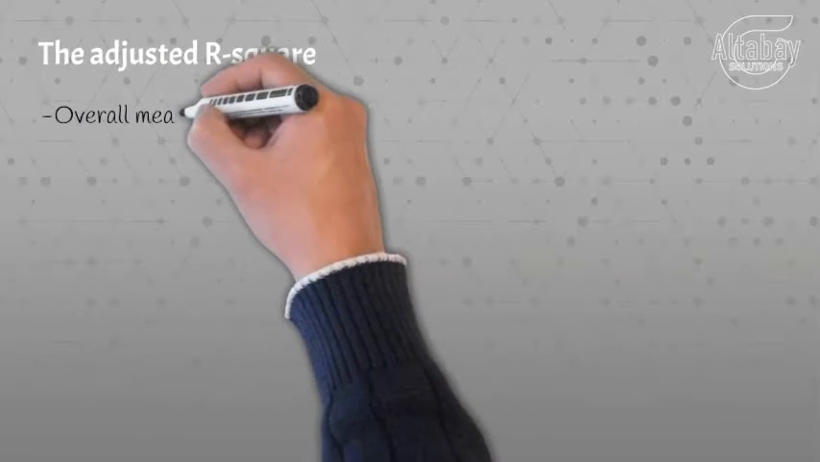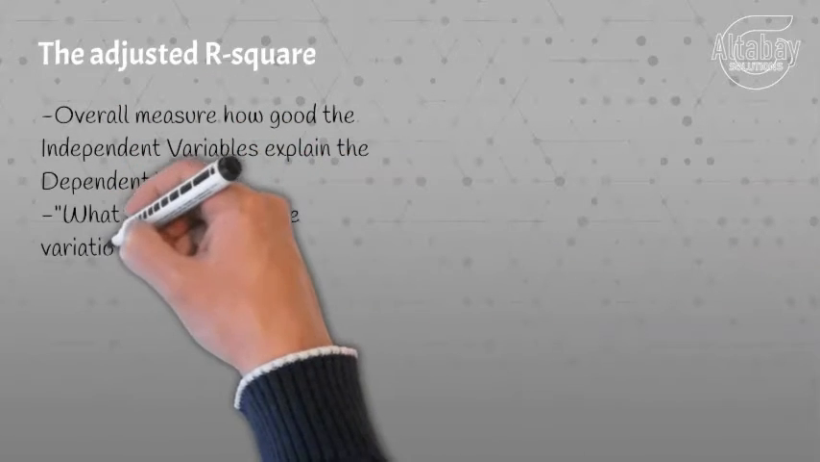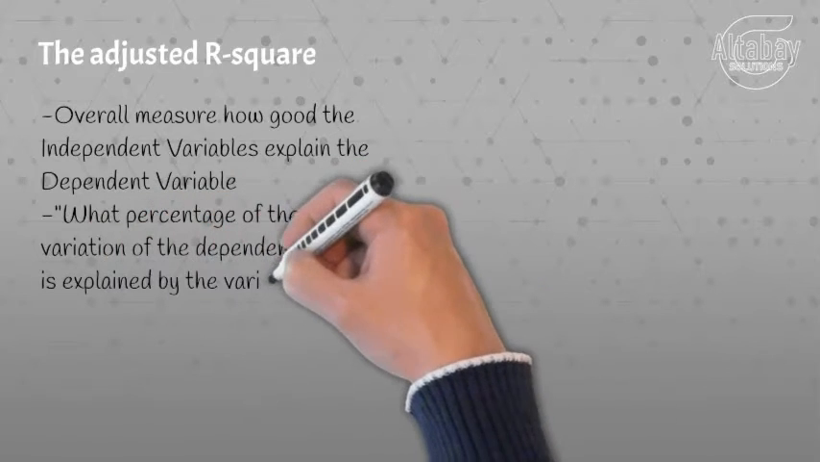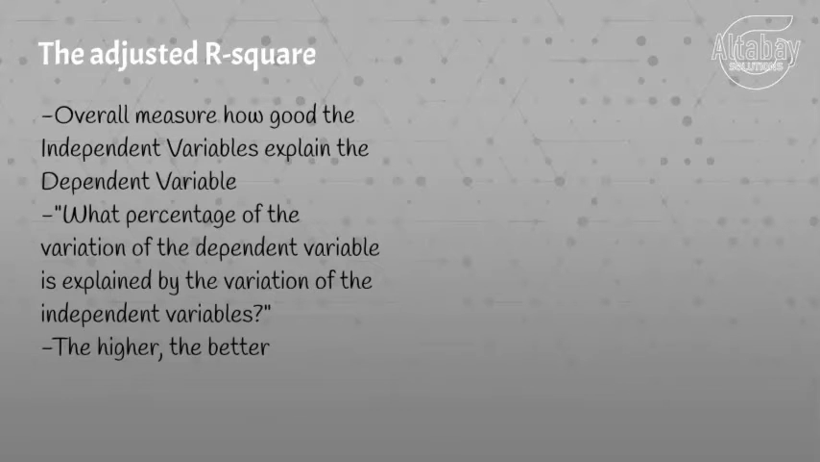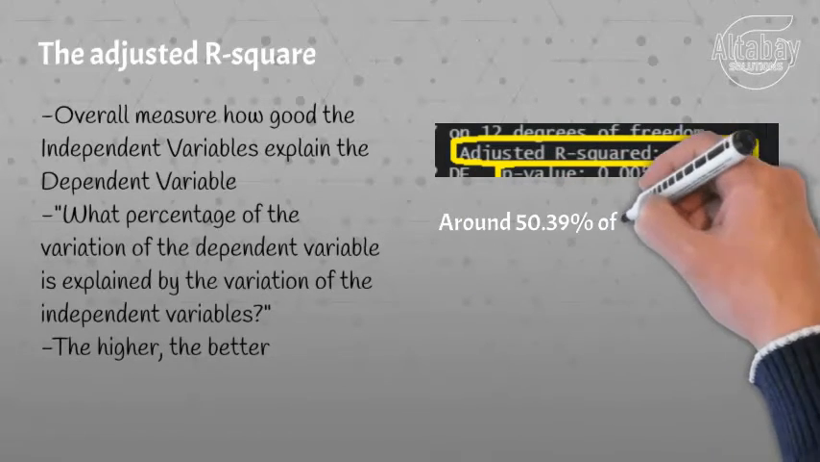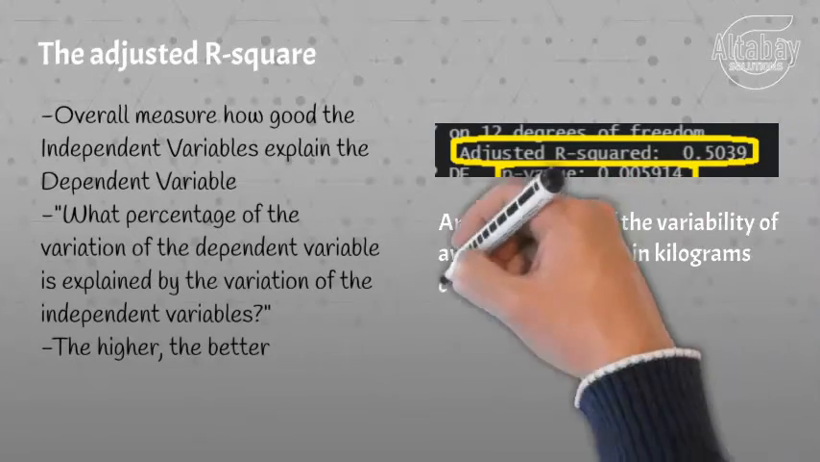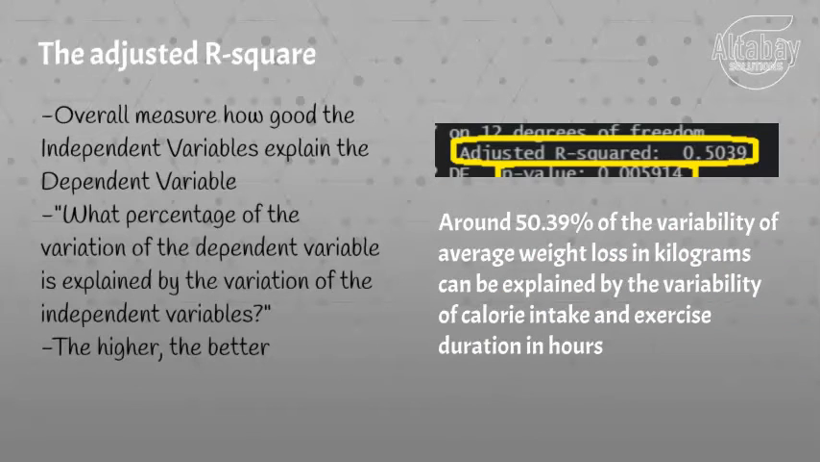Next, let's talk about the adjusted r-square. We're not going to explain how it was computed, but we'll just say how to read it. The adjusted r-square is an overall measure of how good the independent variables explain the dependent variable. It answers the question what percentage of the variation of the dependent variable is explained by the variation of the independent variables. A note to remember is that the higher the r-square, the better. A good model has a recommended r-square value of 60% or higher. From our results earlier, around 50.39% of the variability of average weight loss in kilograms can be explained by the variability of calorie intake and exercise duration. The value here is low since we only have 15 observations.